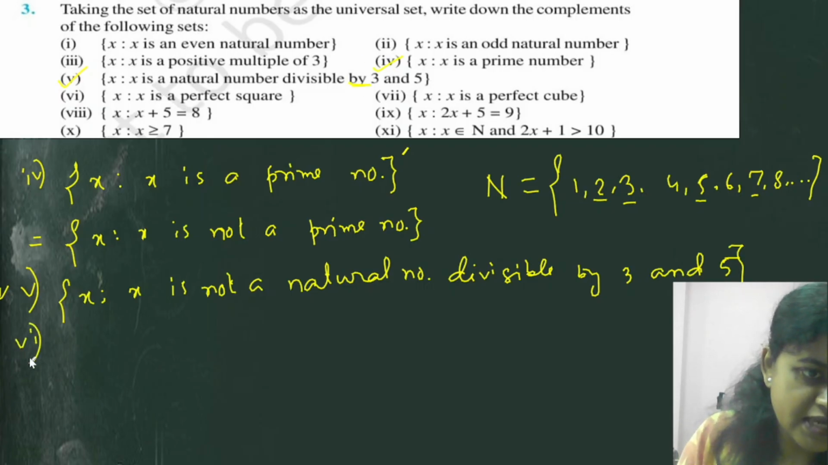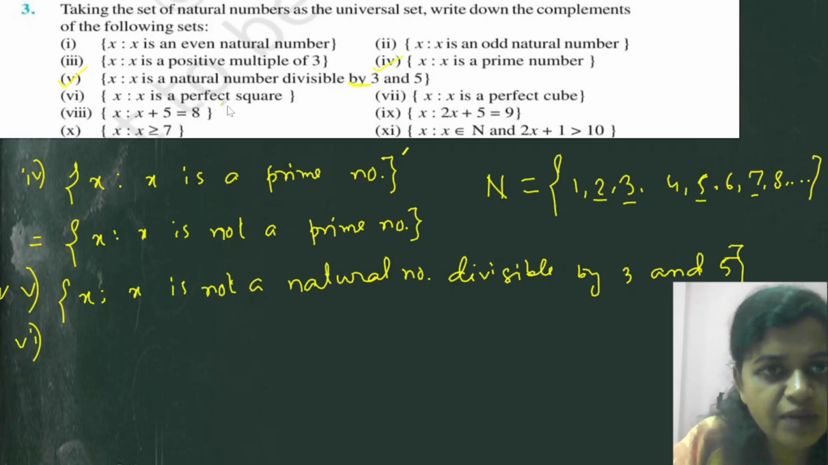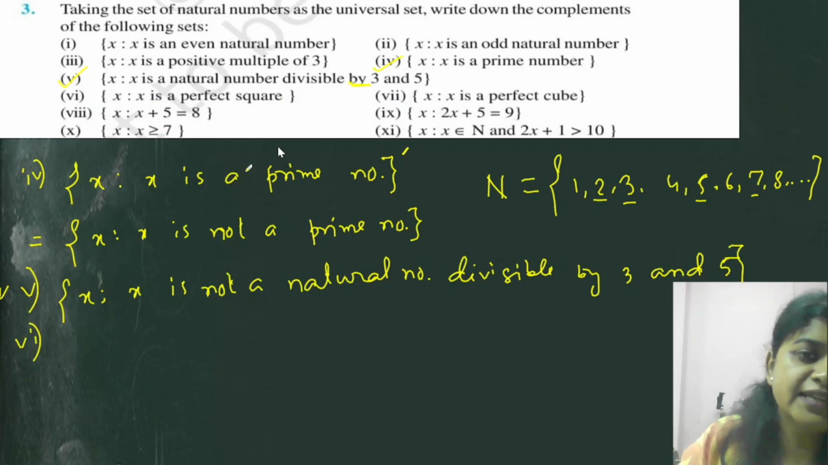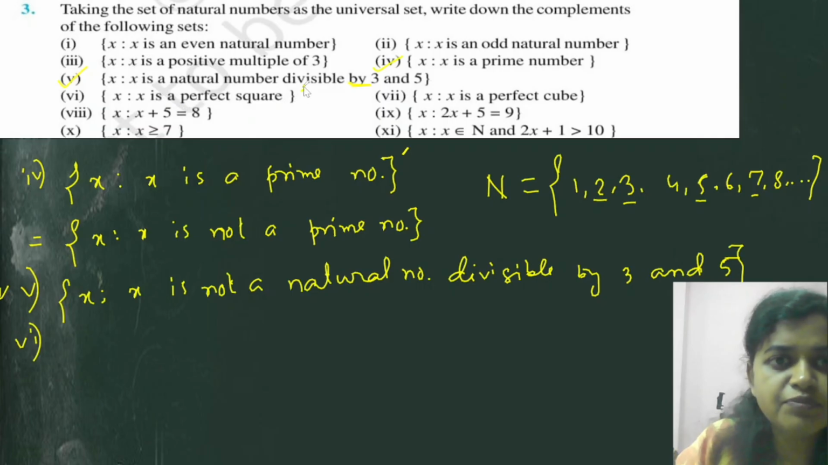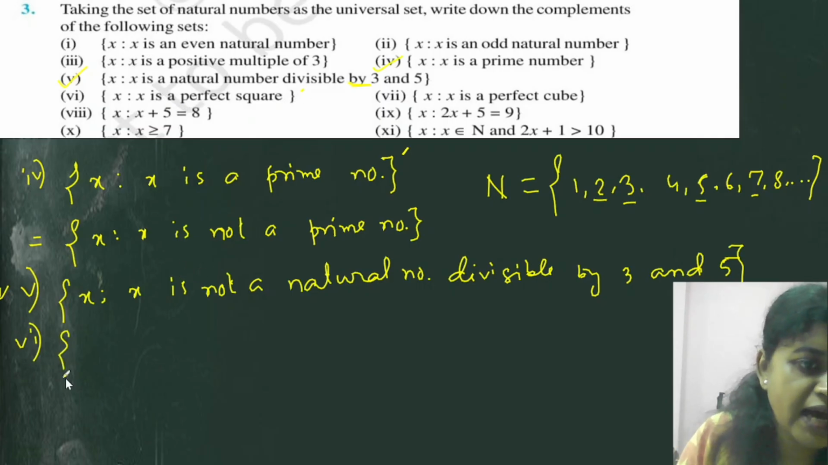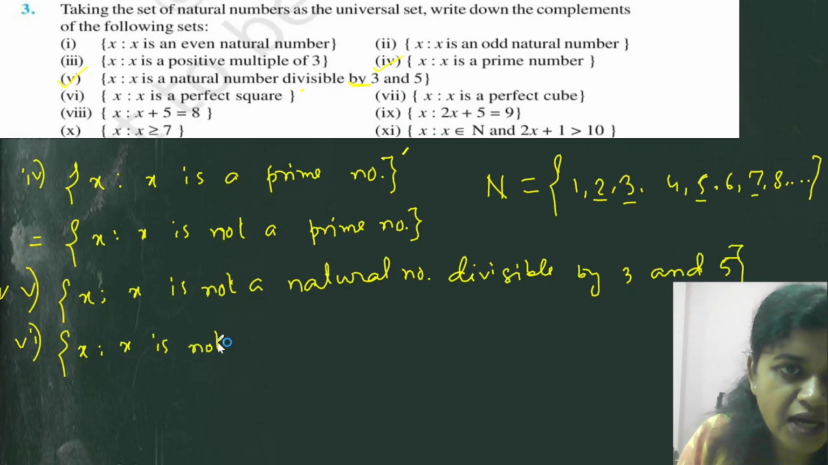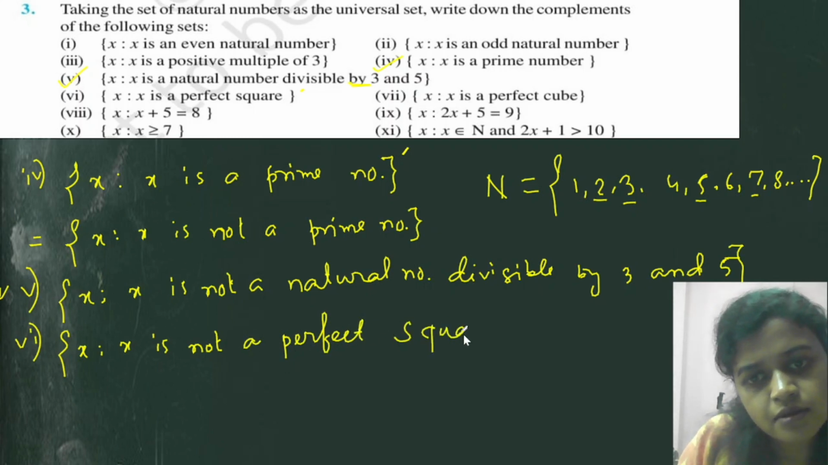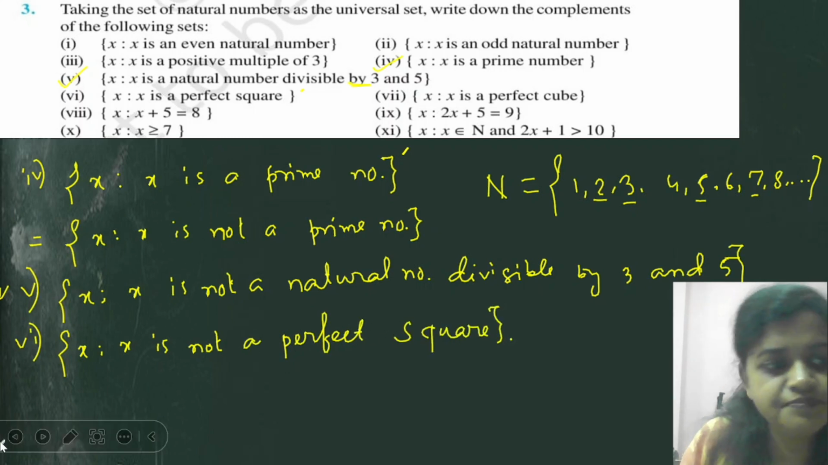Next, 6. X is a perfect square. So we have to find the complement of this set. Complement of this set means we will write the answer simply: x such that x is not a perfect square. Done.